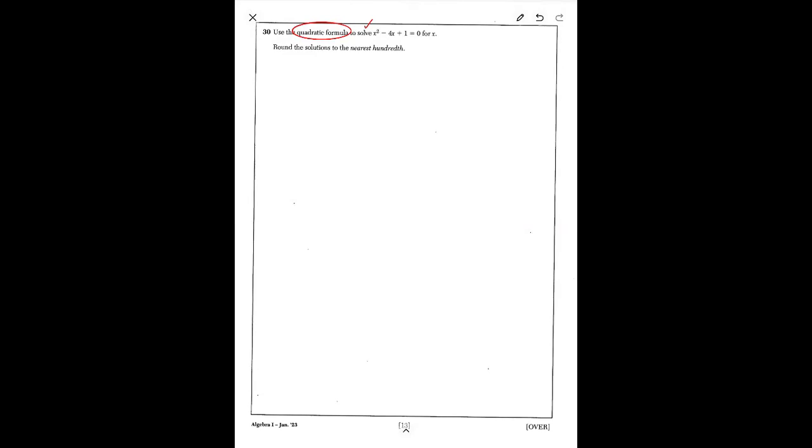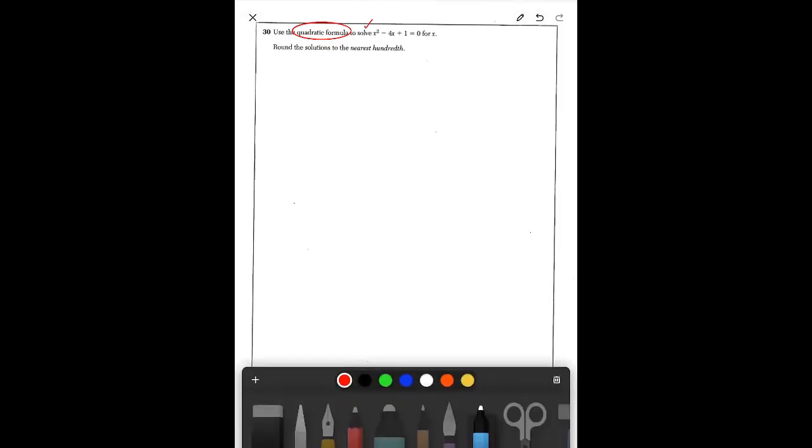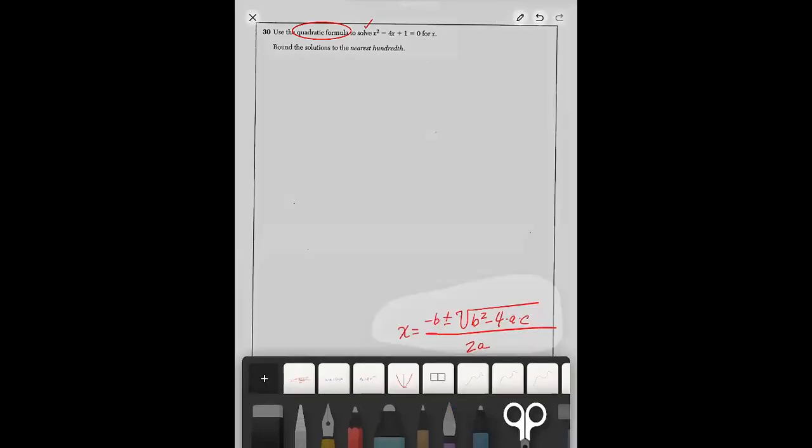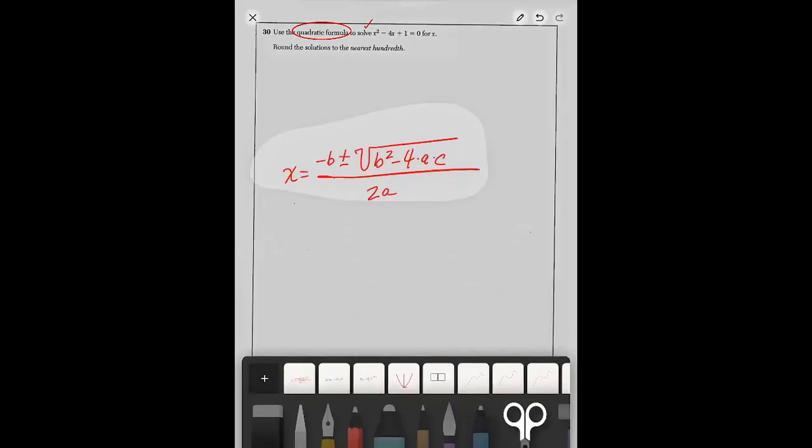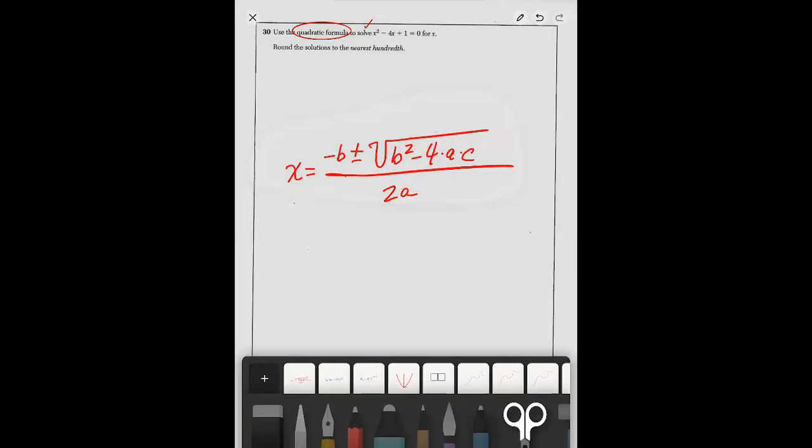Now, the only thing though is this is a 2-point question. In order to get the full credit, we have to show them that we know how to use the quadratic formula. So first thing, I'm going to put the quadratic formula up on the screen. This is it right here. It is x equals negative b plus or minus the square root of b squared minus 4 times a times c, divided by 2a.